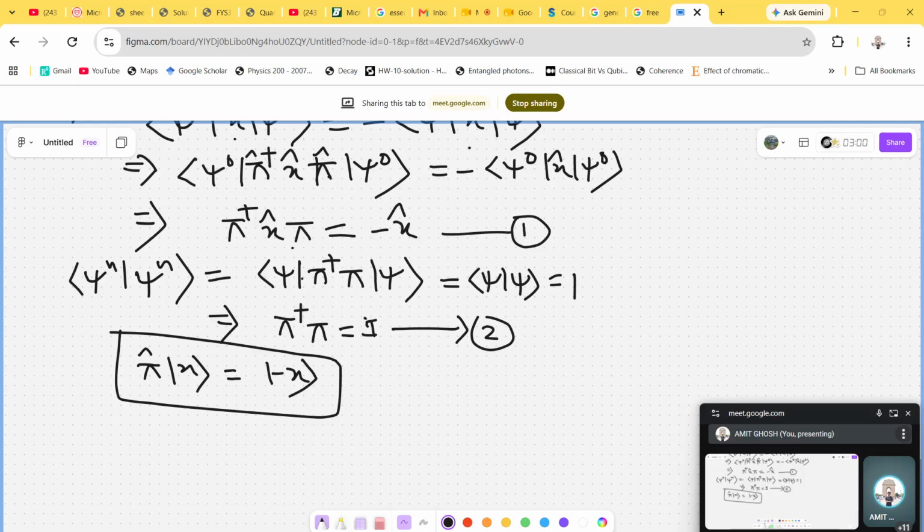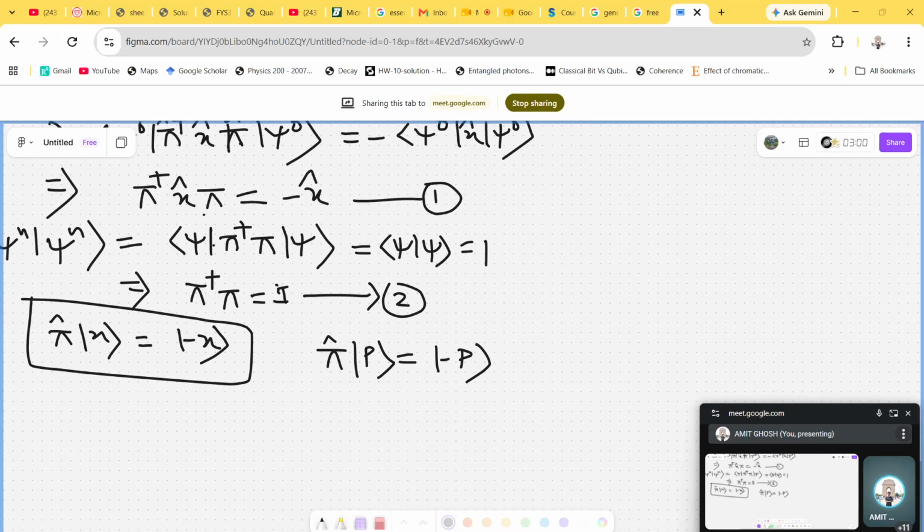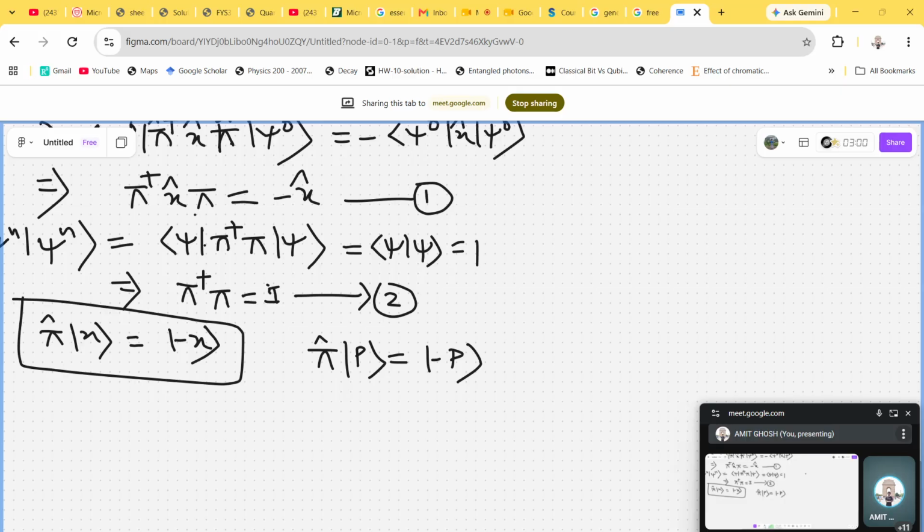Similarly, you can just show, I don't have much time in this, if you take momentum also, then Π̂ of p will be given by minus p. Fine. And later, if we have time, I will discuss this again. But for now I'll just tell why you need to know the parity of the states in the two level system.